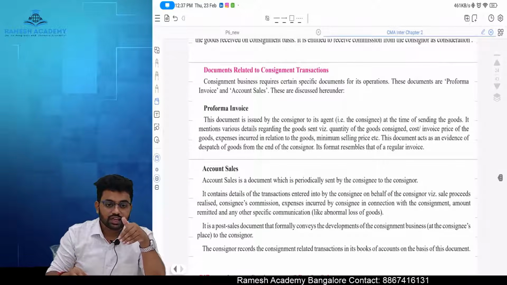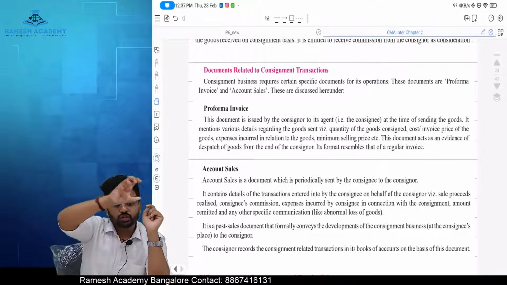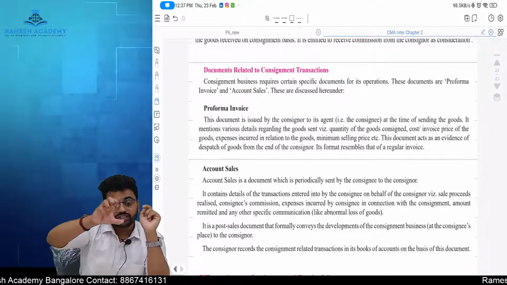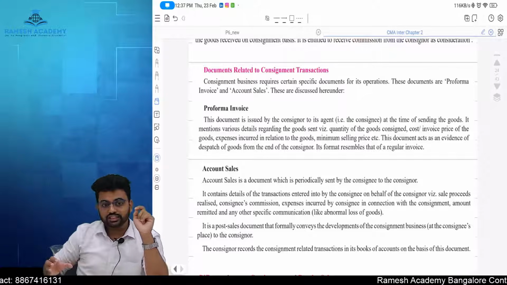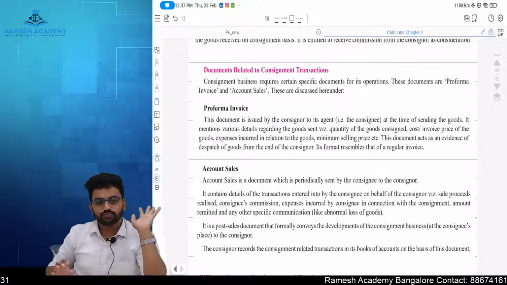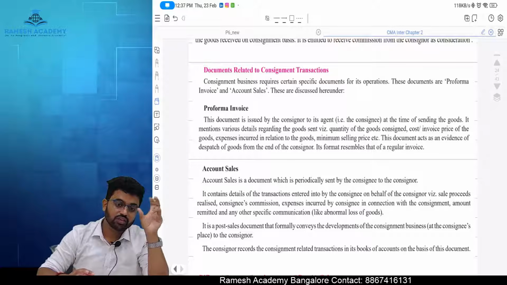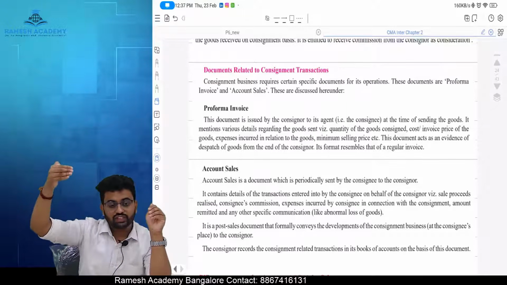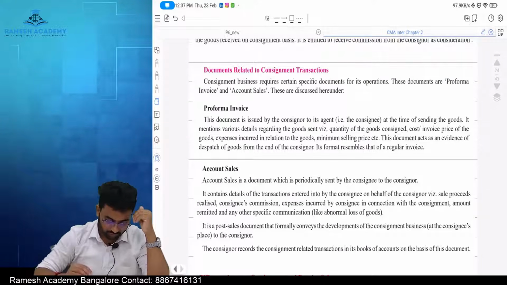Proforma invoice and account sales. In account sales, what are the things that will be there? In account sales, our consignee will tell that in this period so much is the sales, so much is the goods which is left with me, so much is my expenses, so much is my commission, so much is the advance which I was given by you. After deducting all these things, so much I am going to remit to you. All these details will be given in the account sales. Our consignor will book the transactions of the consignment by taking the figures of the account sales. That will be the document to record the consignment transactions.